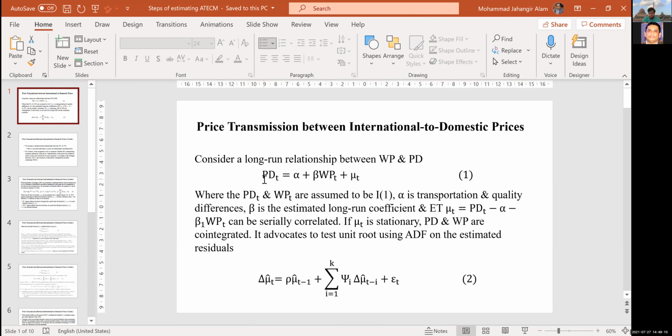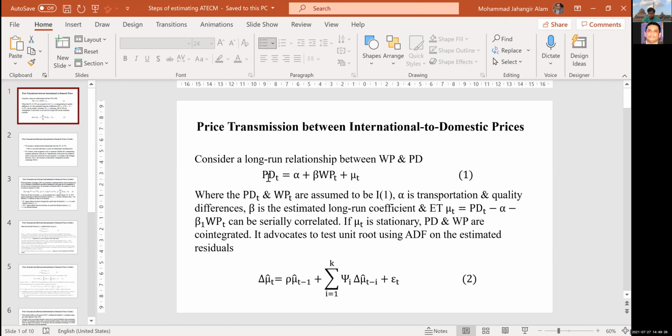In the Johansen approach, for the price variables, in our case the domestic price and the world price, we are not considering one as endogenous and one as exogenous; both are actually considered as endogenous variables. So this is the difference.